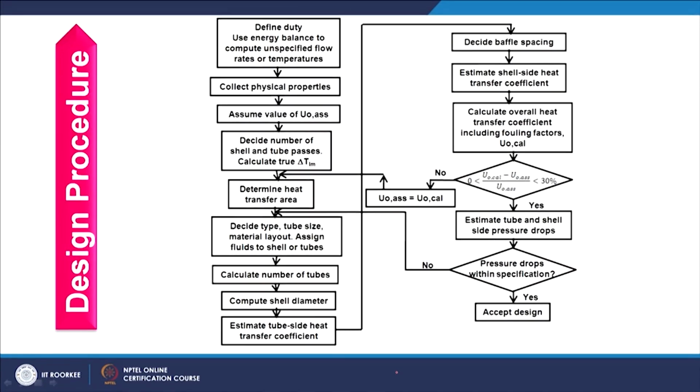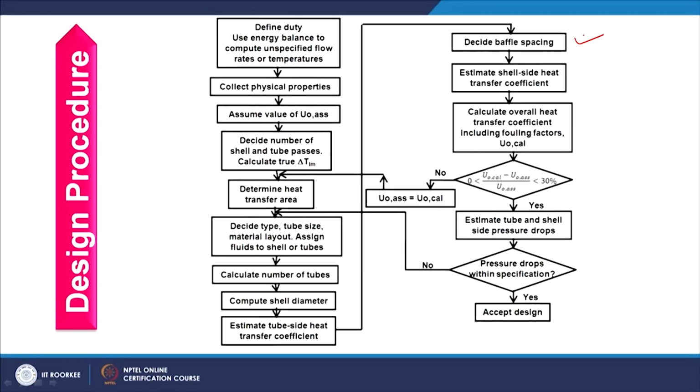Now, next we will move to the shell side. So, for shell side calculation, first of all we have to decide the baffle spacing, and you understand that the optimum baffle spacing should lie from 0.3 to 0.5 times the shell diameter. Okay.